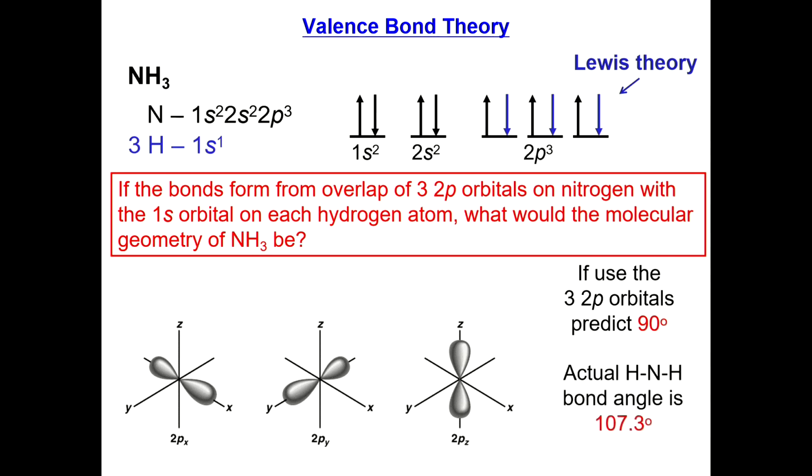In fact, it's 107, right? It's like a tetrahedron. Still remember the geometry of NH3. NH3 is the arrangement of electrons is tetrahedral geometry. Why? It has 3 hydrogen and one lone pair. So it's tetrahedron and the angle is like 107. In fact, it's 107. But from here we can see the angle should be 90.